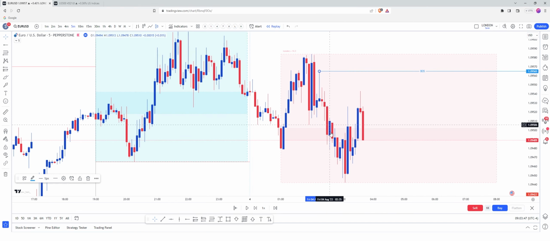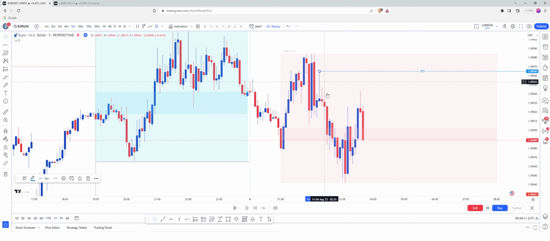This high led to this low. So this is just an internal liquidity. We're not sweeping external liquidity. So this is not a valid break of structure for me. This is just internal liquidity. So I'm not going to be looking for any kind of entries based on this candle breaking structure. I want to see external liquidity broken, which currently is this one.